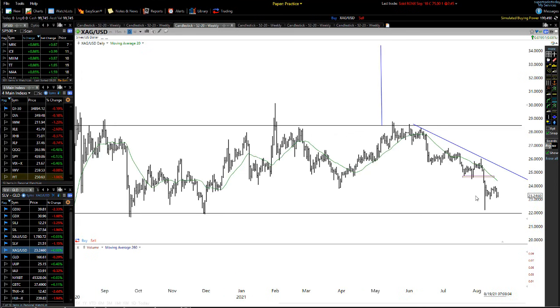These are amazing patterns. And as you can see, if we focus less on the indicators and more on studying the charts, the charts can really give us some good gauges on what's going on.